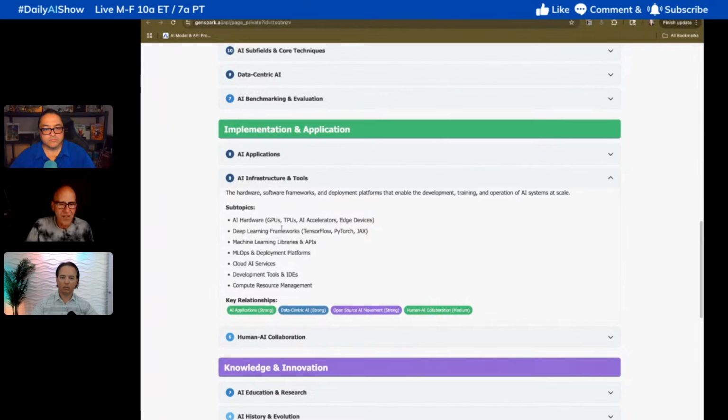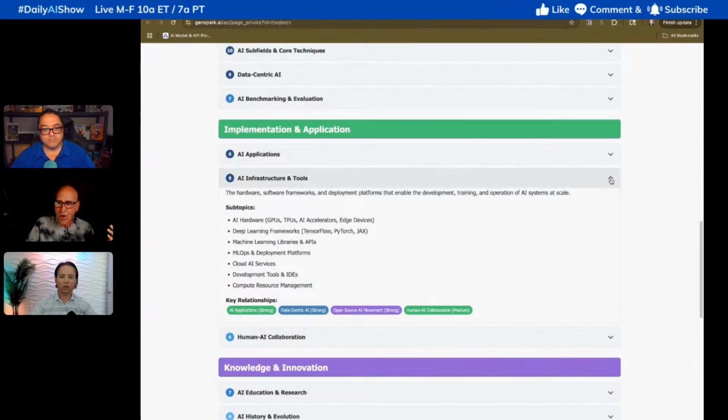AI hardware, we talk about NVIDIA and all the other players who are building the inference engines, the deep learning frameworks that are a part of the software space of it, as are the machine learning libraries and APIs, MLOps and deployment as a methodology that leans on cloud AI services. You've got now the whole vibe coding world in development tools and in integrated development environments, IDEs, and compute resource management, which I touched on before.